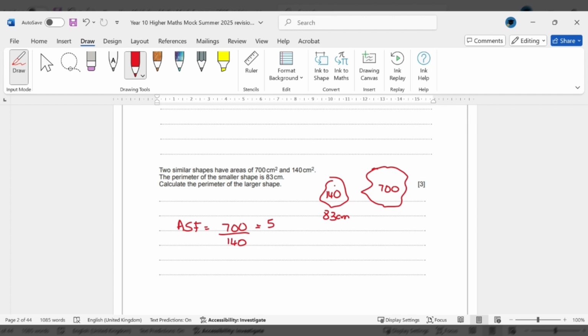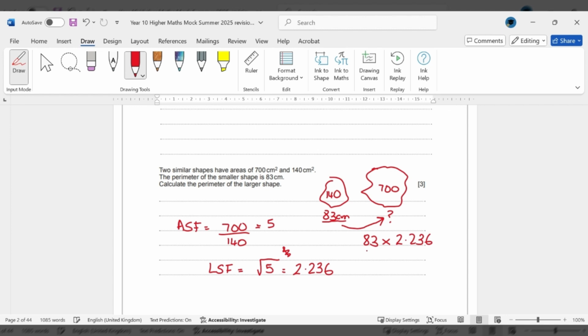Perimeter is a length, right? Perimeter is a length. What is the perimeter of the larger shape? So these are lengths, so I need my length scale factor, okay? The length scale factor is the square root of the area scale factor. Now, you could do this there and put what the answer is. Let me do that, okay? But I would expect a lot of decimal places, at least 3, because it's not my final answer. So to get the missing length, I need to take the 83, and because I'm making it bigger, I need to times it by my length scale factor.